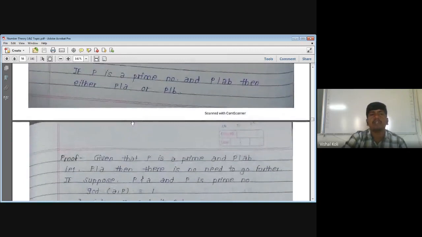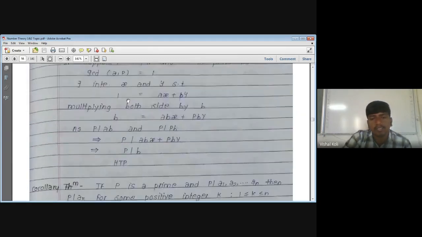That is, if P is a prime number and P divides AB, then either P divides A or P divides B. In the first case, we take P divides A. If P divides A, then there is no need to go further. And if P does not divide A, then P must divide B. Okay.